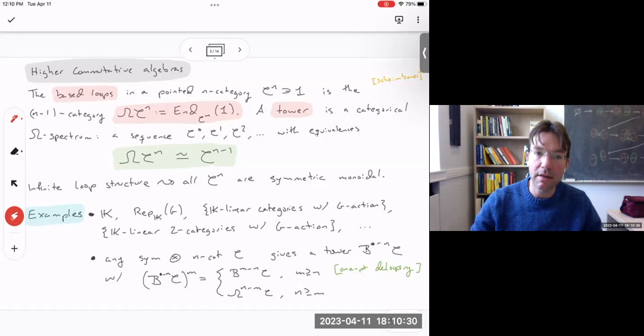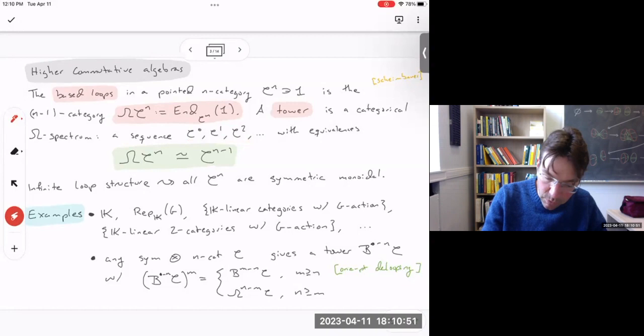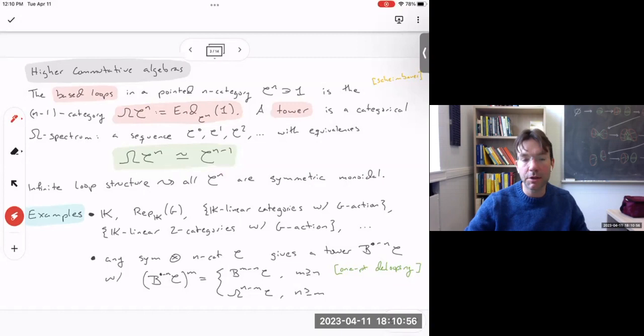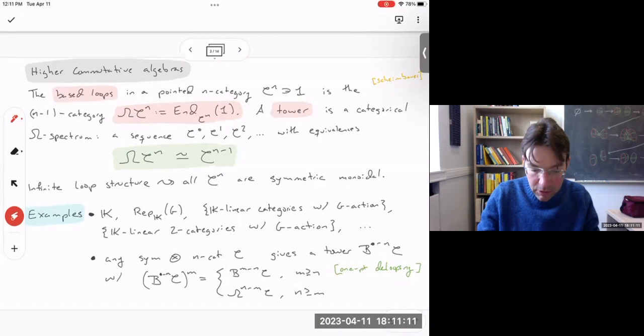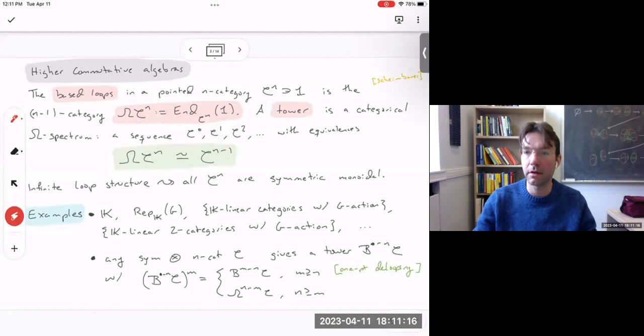So it makes sense that Claudia Scheimbauer calls these towers. I think the idea might have been older than her, but her thesis was a good place to read about it, and she's the one who gave the name tower to this structure. A tower is a sequence of categories such that each one is a delooping of the previous term in the sequence. For those of you who know algebraic topology, this is exactly a spectrum, except with categories. So it's like a non-invertible spectrum. And just like a spectrum, where the infinite loop structure induces an abelian group structure on the levels of the spectrum, the infinite loop structure here induces a symmetric monoidal structure on the categories.